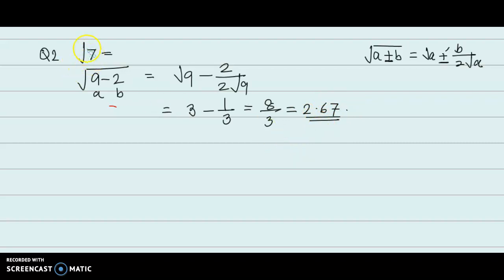So for the square root of 7, you will get the approximate value, but you can check on your calculator, you will get only these values. Okay, so moving to the next question, let us take a look at the next question.